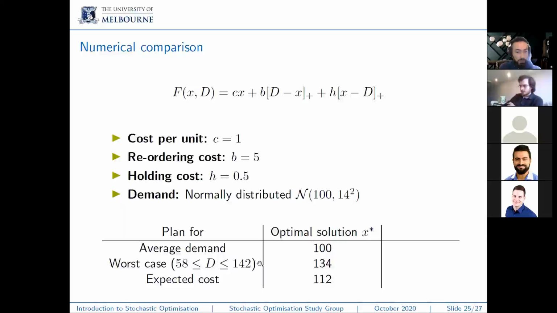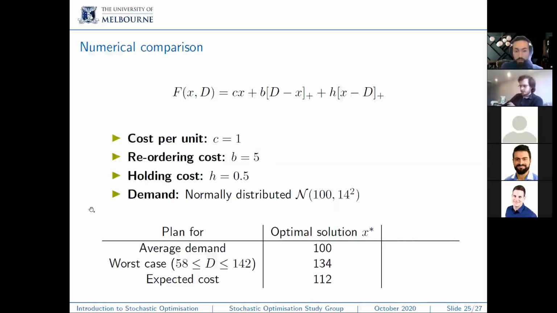And then we have here the worst case approach, in which we have some knowledge of the lower and upper bound of D, but we don't know what D actually is. For this case, the optimal solution gives you 134 units of product, whatever that product is. It could be a newspaper or anything. And then if you plan for the expected cost, which is the stochastic approach, it'll give you 112 units. So you can see here, for these two cases, you're getting higher units than the average case. And it's because reordering is more expensive than actually holding the items.